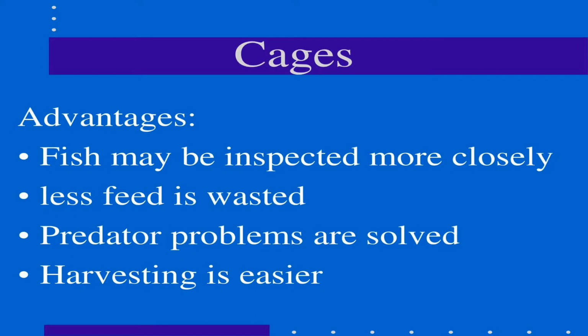Less feed is wasted as we provide food 2 times a day. So, if the culture is done in the cages, less feed is wasted. Okay, now predator problems are solved. As the fishes are cultured in the cages, the predators are not able to harm the harvest or fishes. Now harvesting is easier as the fishes are in the cages, so they can be harvested very easily.